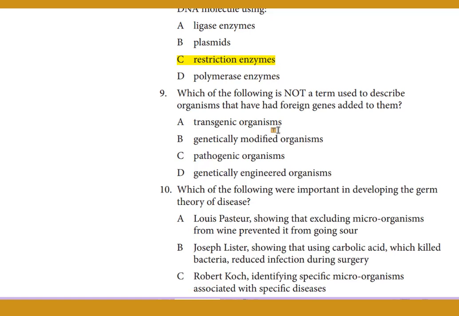Question number nine. Which of the following is not a term used to describe organisms that have had foreign genes added to them? A, transgenic organisms. B, genetically modified organisms. C, pathogenic organisms. D, genetically engineered organisms. The answer is pathogenic organisms. It doesn't mean organisms that have foreign genes added.